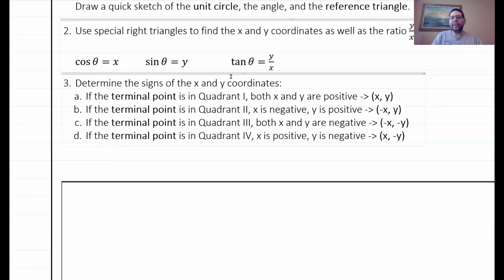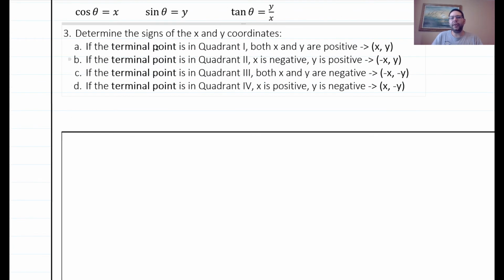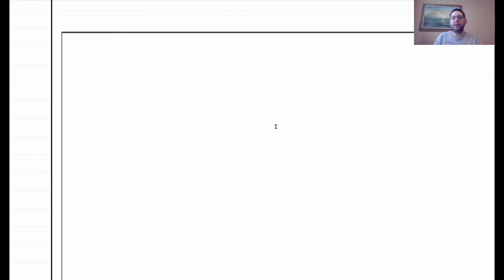All right, determine the signs of the x and y coordinates. If the terminal point is in quadrant 1, remember that both x and y are positive. If you're in quadrant 2, x is negative, y is positive. If you're in quadrant 3, x is negative, y is negative. Quadrant 4, x is positive, y is negative. So just think about the traditional quadrants for the unit circle.